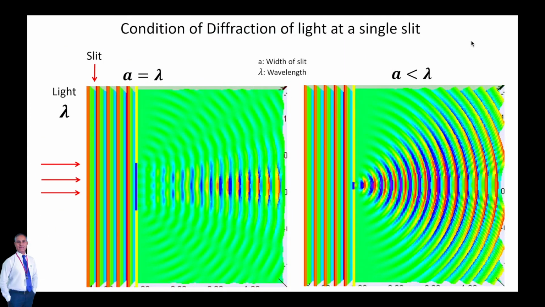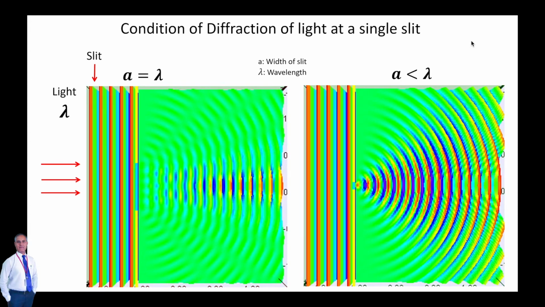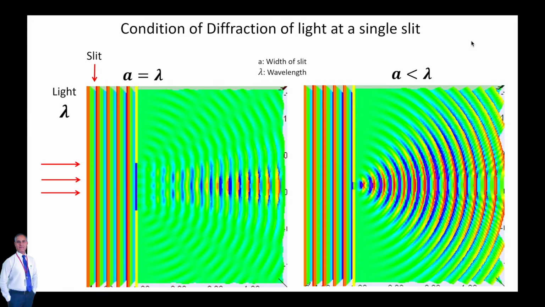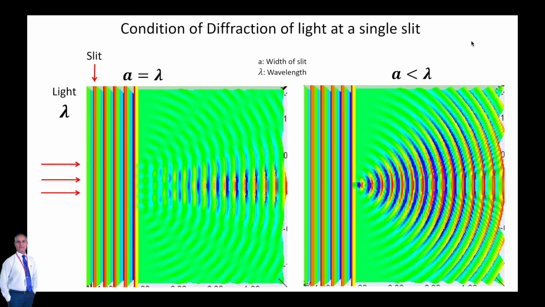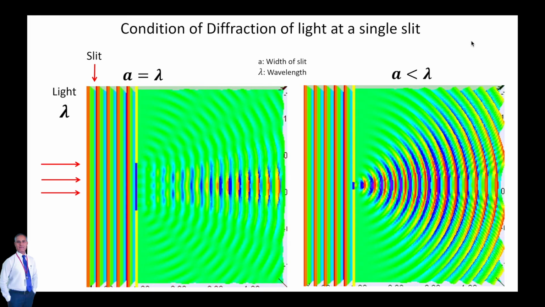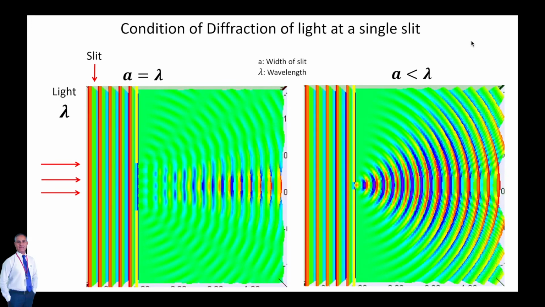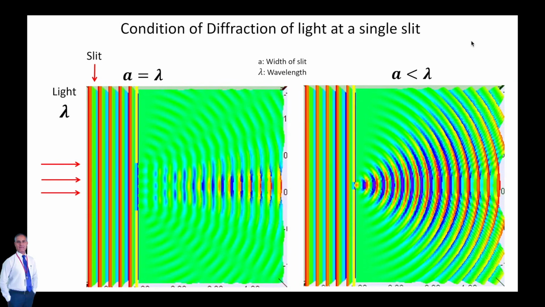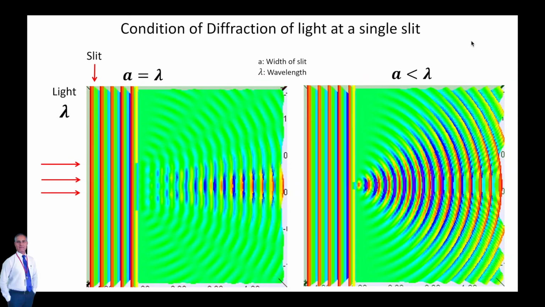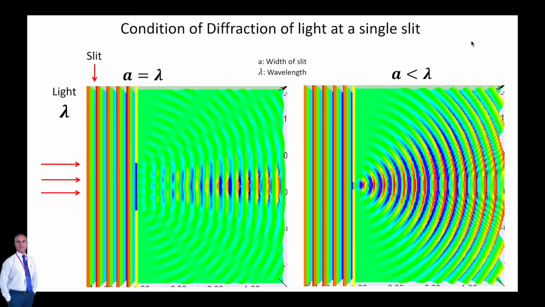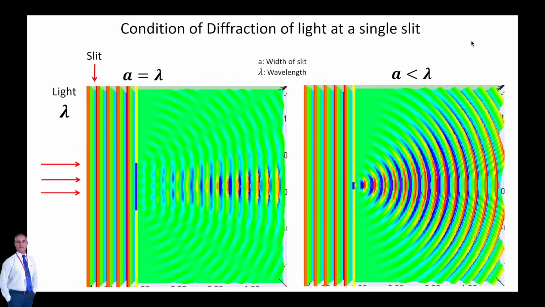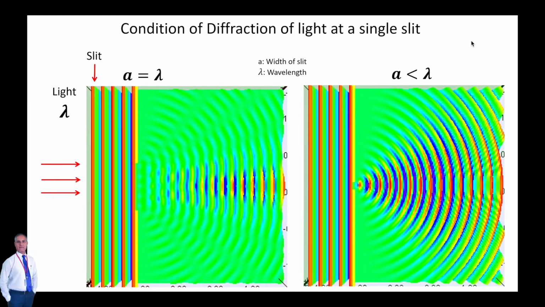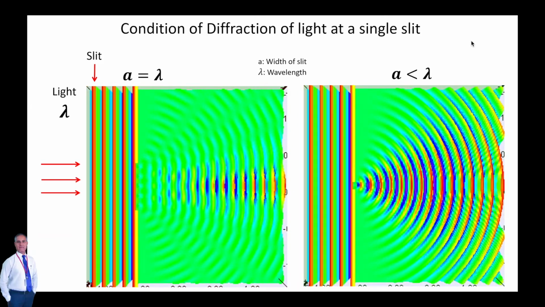Here small a is the width of the slit and lambda is the wavelength of the light. When this light is incident on the slit, in the left hand side diagram you can see the diffraction pattern which is not completely filled in the background of the slit. Whereas in the right hand side diagram, the wavelength of the light is greater than the width of the slit. If this condition is there, then the diffraction pattern observed is very much filled in the background of the slit.